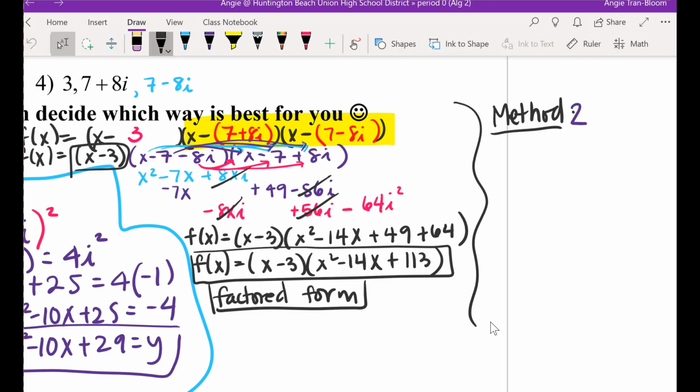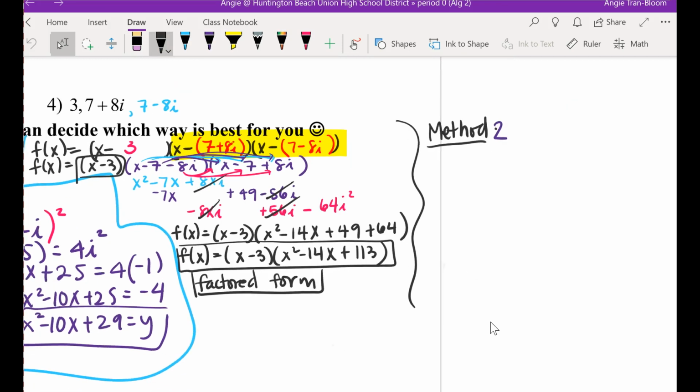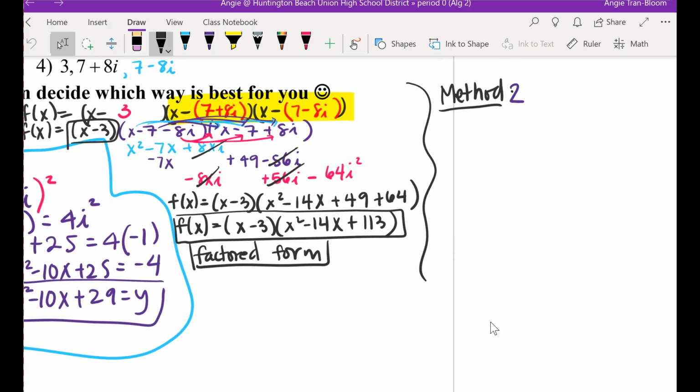So, method number 2. Again, method 2 is a what? Distributing what? Oh, the complex. The complex, right. You have, again, if it's a complex, they always come in pairs.